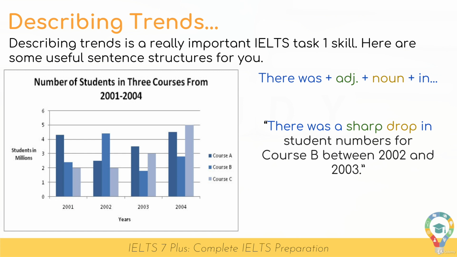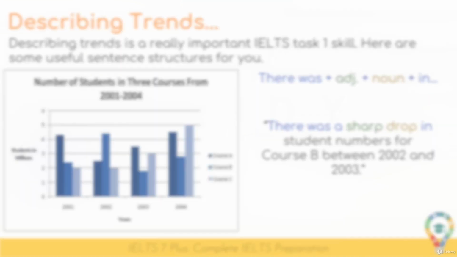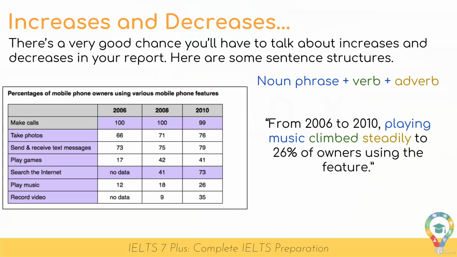I definitely advise you to write down these sentence structures with a few examples of your own, as in the test they will be super useful. Let's move on to the next section. Now we'll take a look at describing increases and decreases, and this is something that you will almost definitely have to do when reporting on IELTS writing task 1.